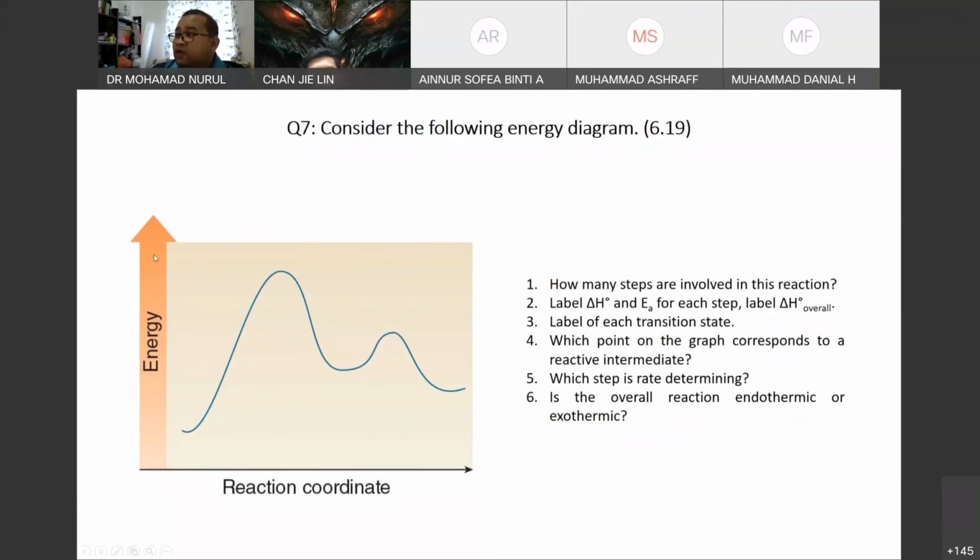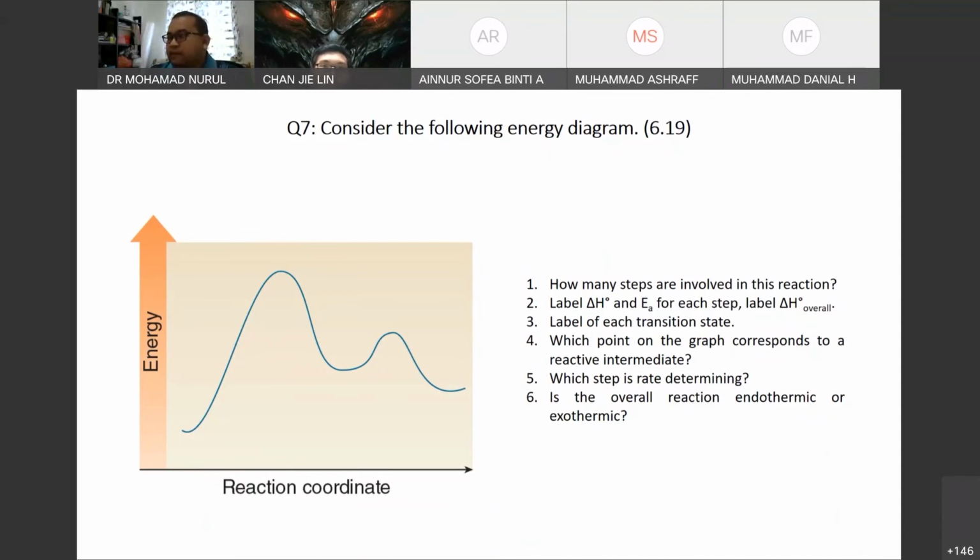Okay, consider the following energy diagrams. Okay, this is a 2-step reaction. How many steps are involved in these reactions? We already covered this one. It's a 2-step reaction. Label delta H, EA for each step. It means in a 2-step reaction, they have 2 delta H, 2 activation energy, and an additional one, overall delta H. And you have to label each transition state. Okay. And which point of the graph corresponds to reactive intermediates is quite important.